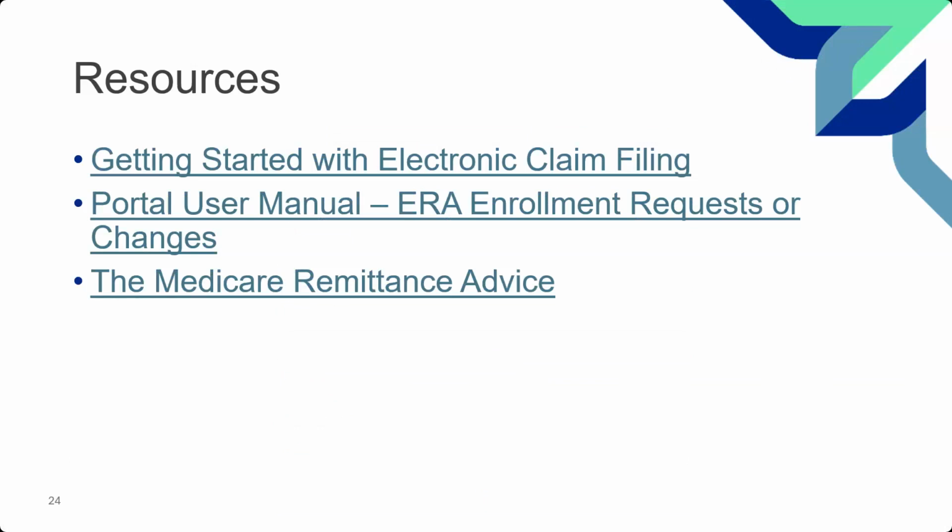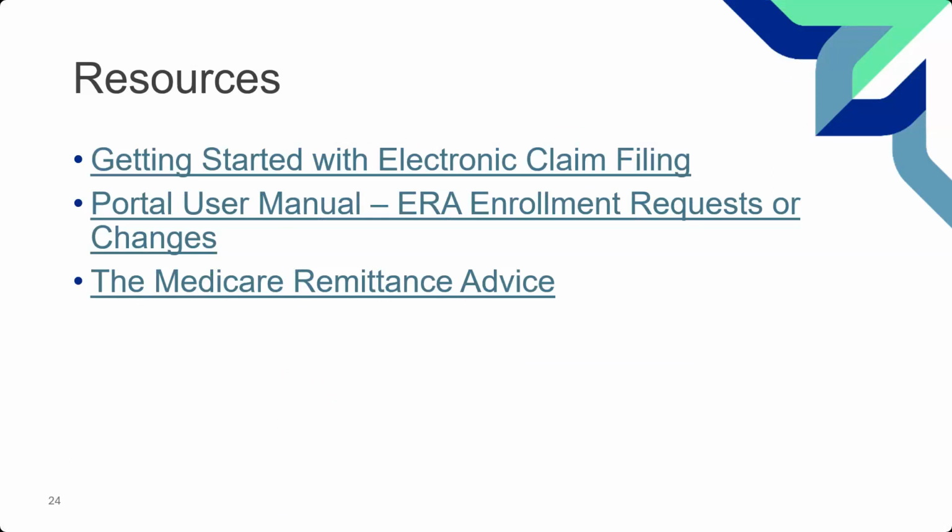Now, I've provided some resources that should help you through the process. The first link is the WPS EDI webpage. This is where we went at the beginning of the presentation, where I showed you how to check if your clearinghouse or your billing service should already be sending you those 835 remittance advices.